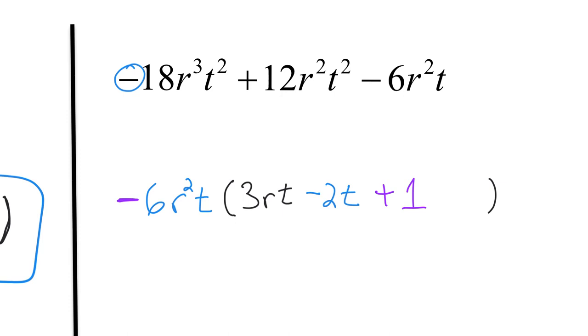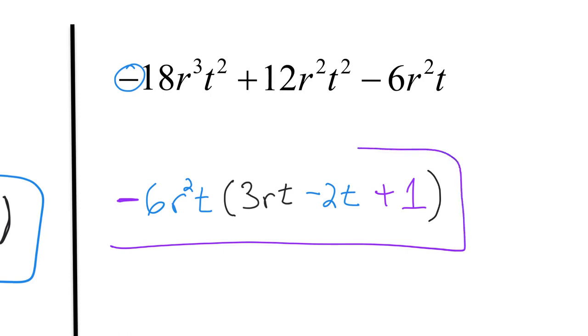So actually, my parentheses is a little bit big. Let me just close it, get it together, more closer to the 1. There it goes. That looks nicer. So my answer is this one, negative 6 r squared t times the quantity of 3rt minus 2t plus 1.